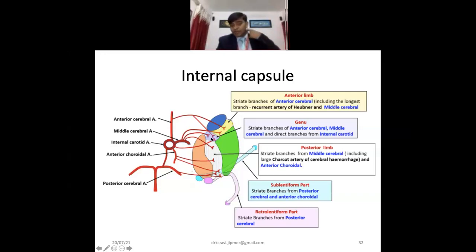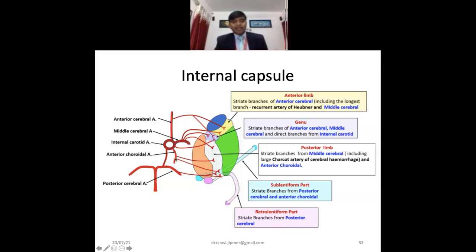Now when we see the posterior limb, it will be supplied by the striate branches of the middle cerebral artery. You can appreciate over here in this diagram, the striate branches from the middle cerebral artery. Apart from that, it is also supplied by the anterior choroidal artery. Previously, I said that there is the Charcot artery of cerebral hemorrhage, which often gets injured and that leads to death, right? So the Charcot artery of cerebral hemorrhage comes from the anterior choroidal artery. Over here, you can see.